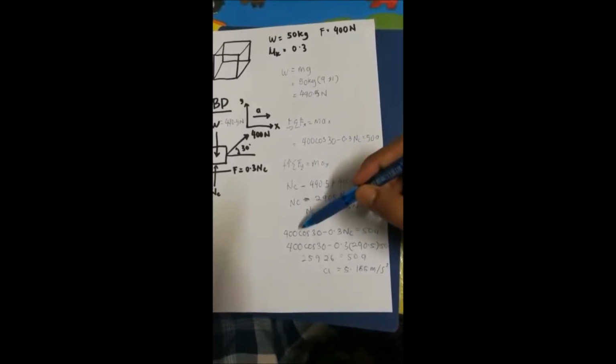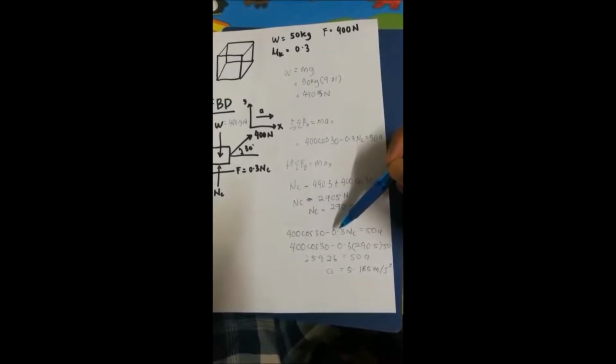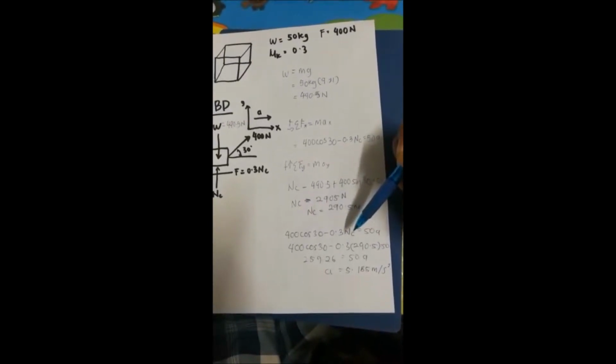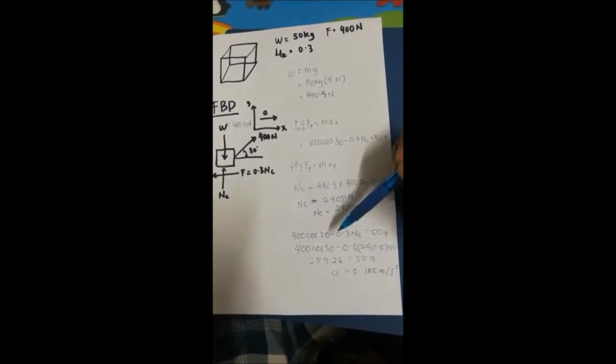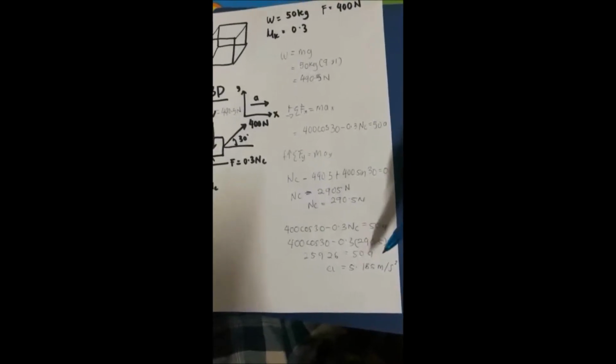So we take 400 cos 30 minus 0.3 NC equals 50a. So with the solution we get the acceleration is 5.185 meter per second squared.